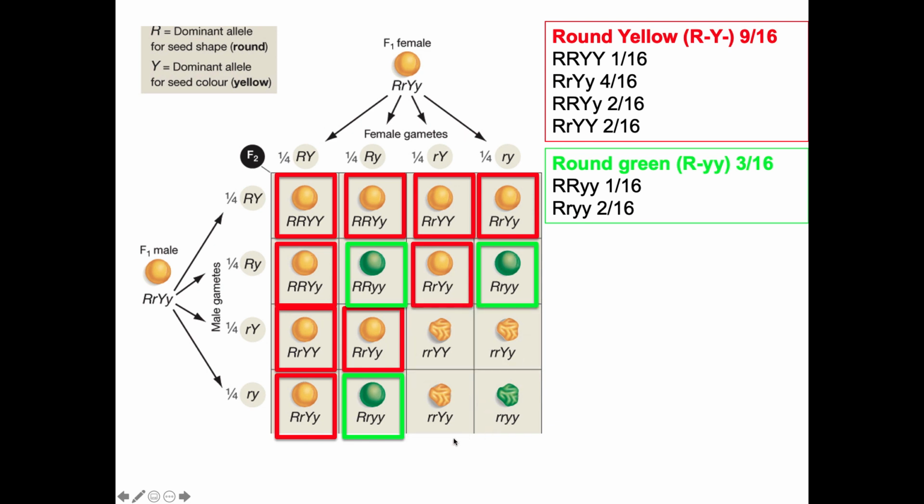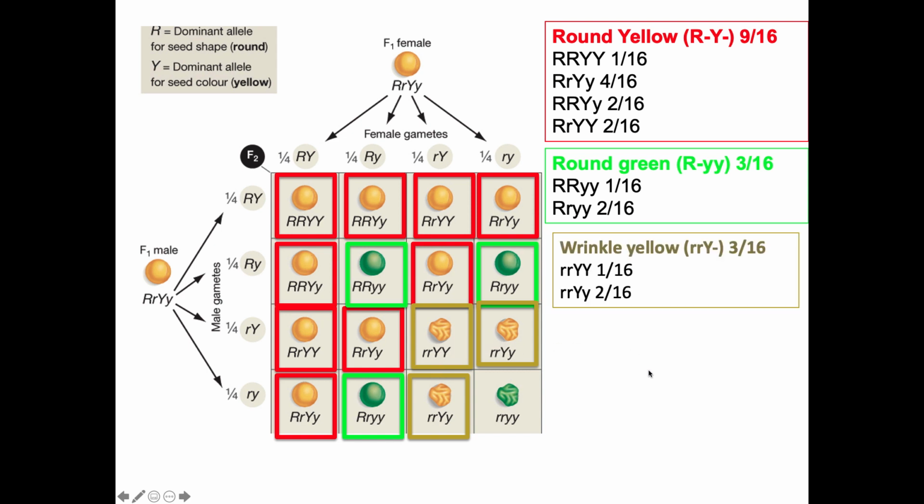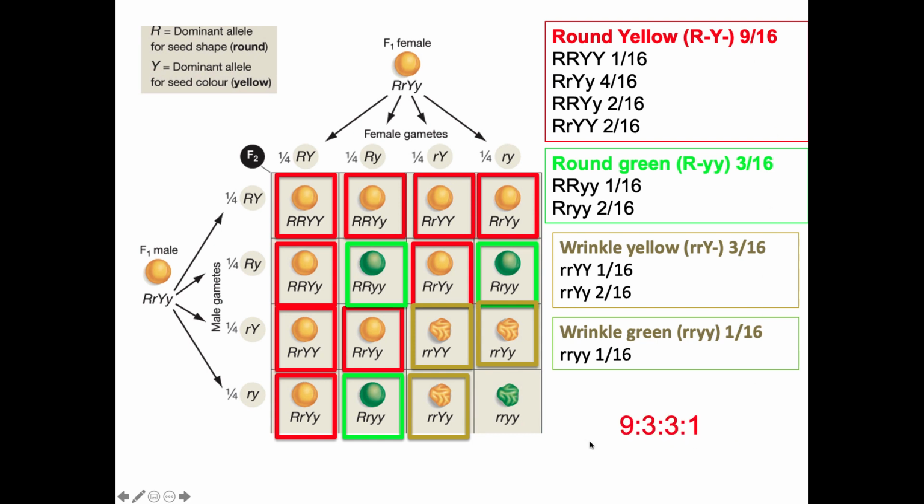If we now look at the recessive seed shape, which is wrinkled, and the dominant seed color, which is yellow, we have 3 different squares that yield this phenotype, and thus the probability of a wrinkled yellow seed is 3 out of 16. And finally, looking at the double recessive phenotypes, we find 1. So the probability of wrinkled green seeds is 1 out of 16. If you now add up the different ratios for each one of these, it yields the 9 to 3 to 3 to 1 ratio, which is the classic dihybrid cross ratio in the F2 generation.